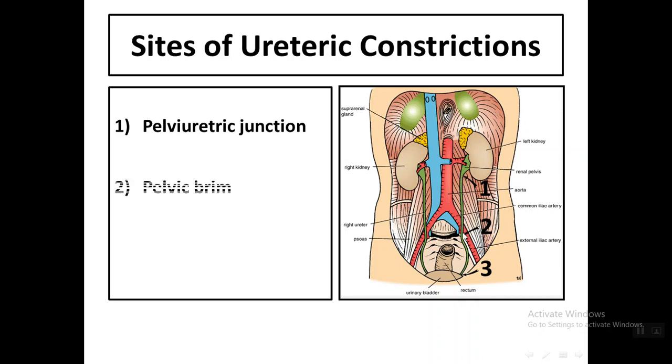The second one is when the ureter crosses the pelvic brim, crosses the bifurcation of the common iliac or crosses the sacroiliac joint. This is the second site of constriction, at the pelvic brim. Lastly, the third constriction of the ureter is at its entrance into the wall of the urinary bladder. So these are the three sites of ureteric constriction: at the pelvic ureteric junction, at the pelvic brim, and at its entrance into the urinary bladder.